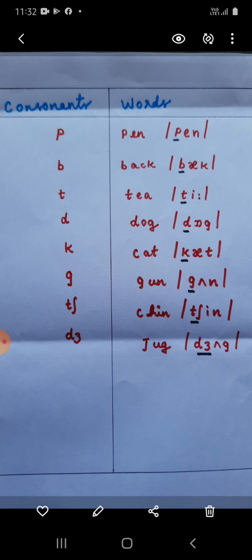The next sound provided here is B sound. B. Two lips are closed to pronounce B sound. B as in back. B-A-C-K. Back. Then bin. B-I-N. Bin. Then so many other examples you can find out. Bear. B-E-A-R. Bear. Then pub. P-U-B. Pub. So many examples. So try to find out yourself.